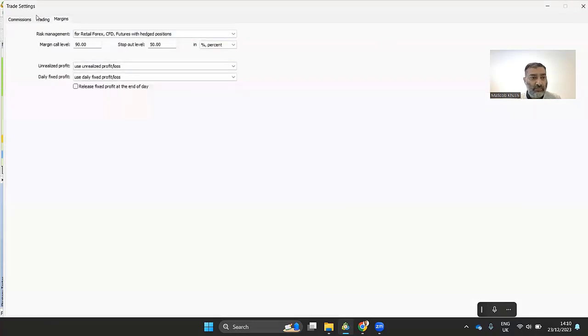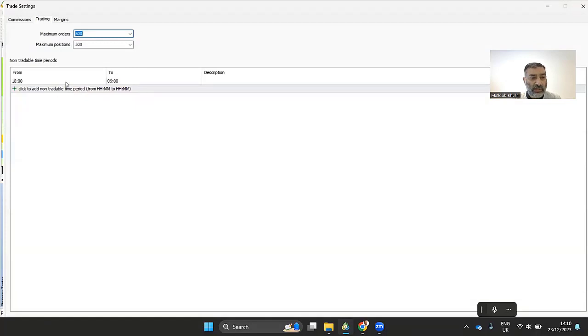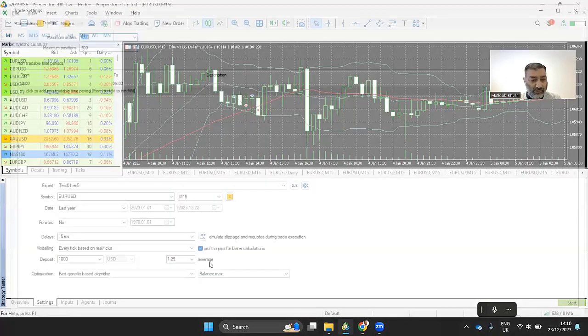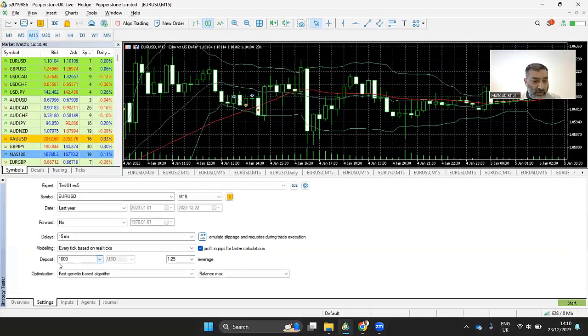So the only setting I'm choosing here is setting the non-tradable hours. Then you can set how much money you want to deposit in your account. I'm setting it just 1,000, and then you can set your leverage based on your broker. That could be 100, 200, 500, 33 or 25.